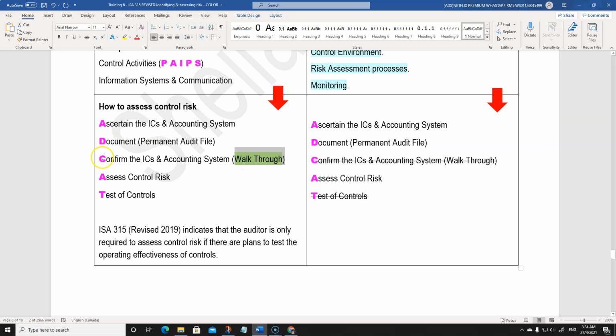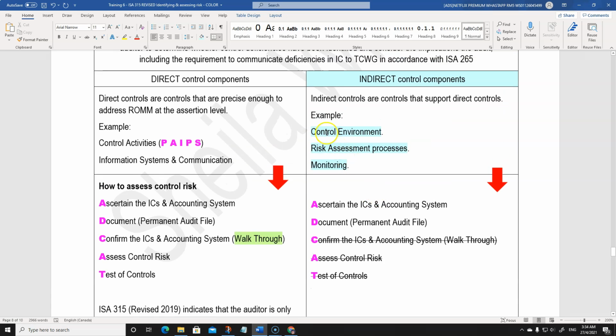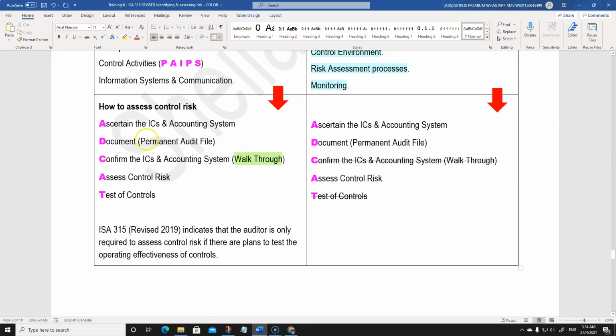That means we're going to confirm it, make a preliminary assessment of control risk, and carry out the test of control. On the other side, we are only going to do the first 2. We're not going to do the last 3 steps. Why? Because for control environment and risk assessment processes, which are the internal controls that they have to identify business risks, we are not going to test them. We're not going to carry out tests of control. Whereas the direct control components, we're actually going to test them. So if you're going to test them, then you have to make an assessment of control risk.